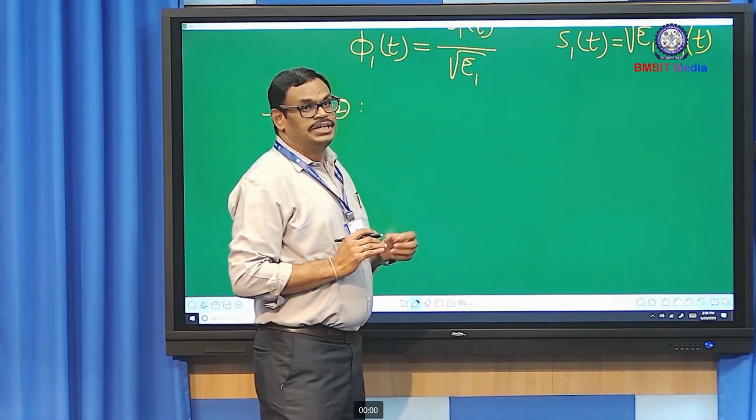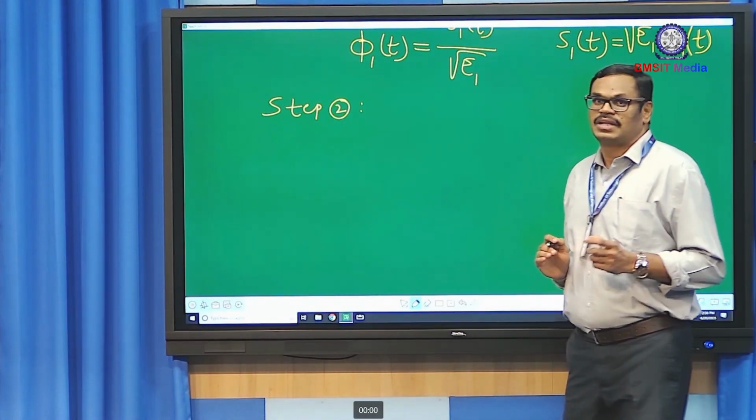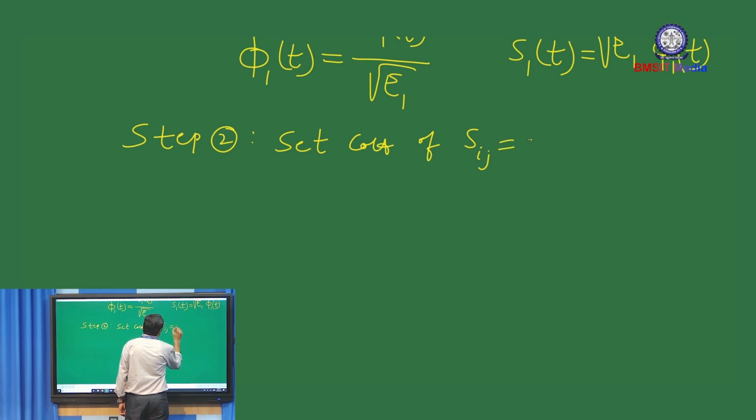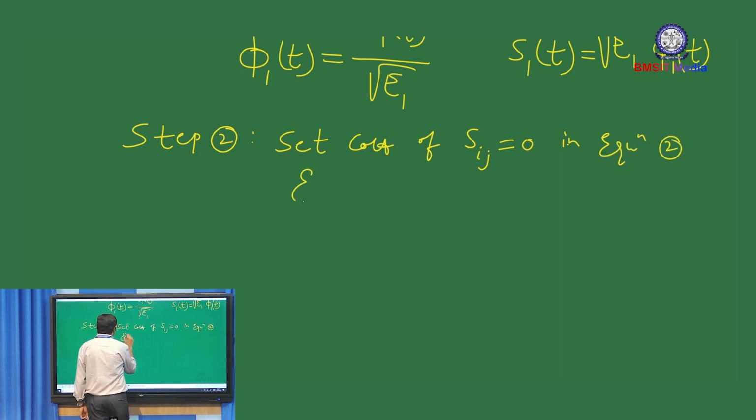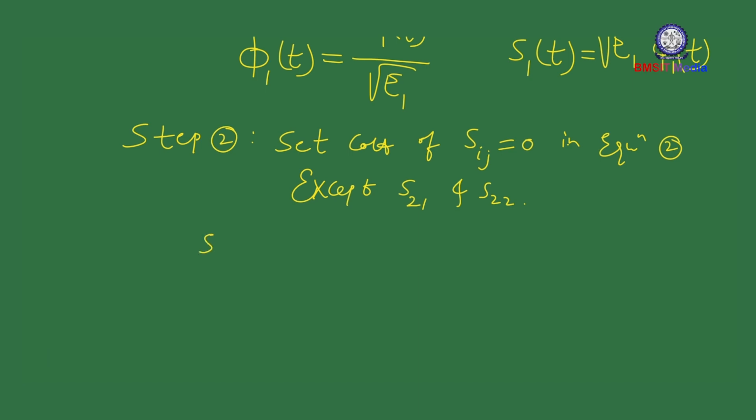In step 2, we need to set the coefficients of s_ij in equation 2 to 0 except s21 and s22. So set coefficients of s_ij equal to 0 in equation 2 except s21 and s22. With that, I can write s2 of t is equal to s21 phi 1 of t plus s22 phi 2 of t.